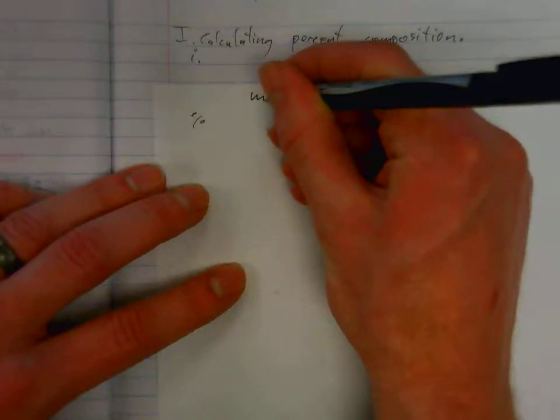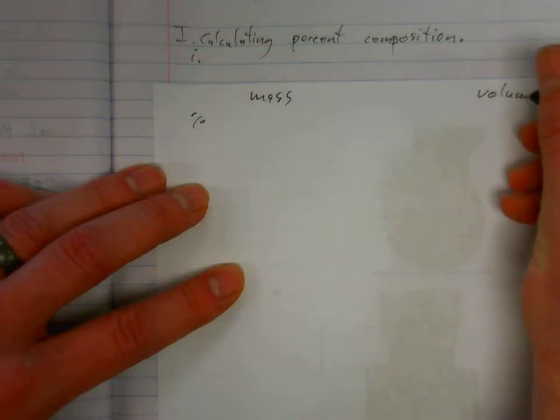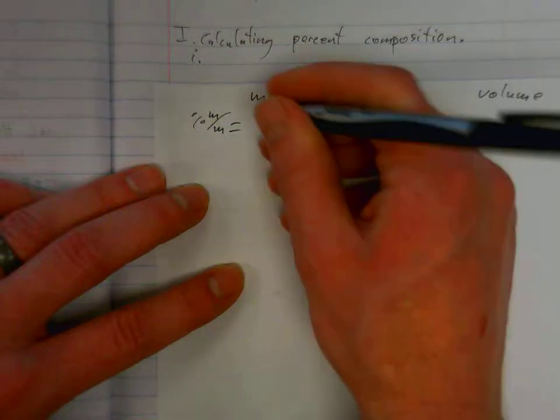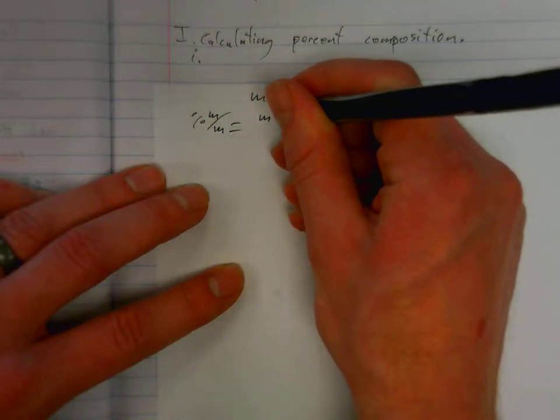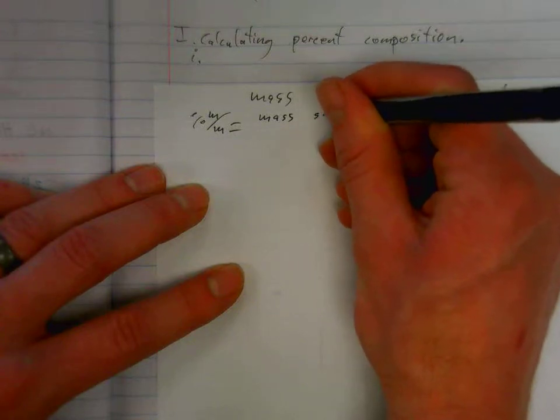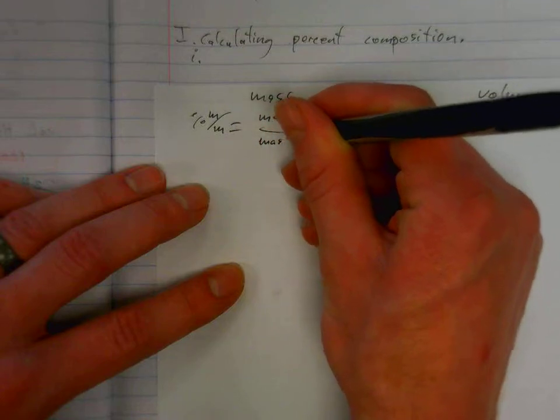Percent composition: concentration by mass or by volume. The by mass is the mass of the solute divided by the mass of the solution, and then we convert that to a percentage, of course, by multiplying by 100%.